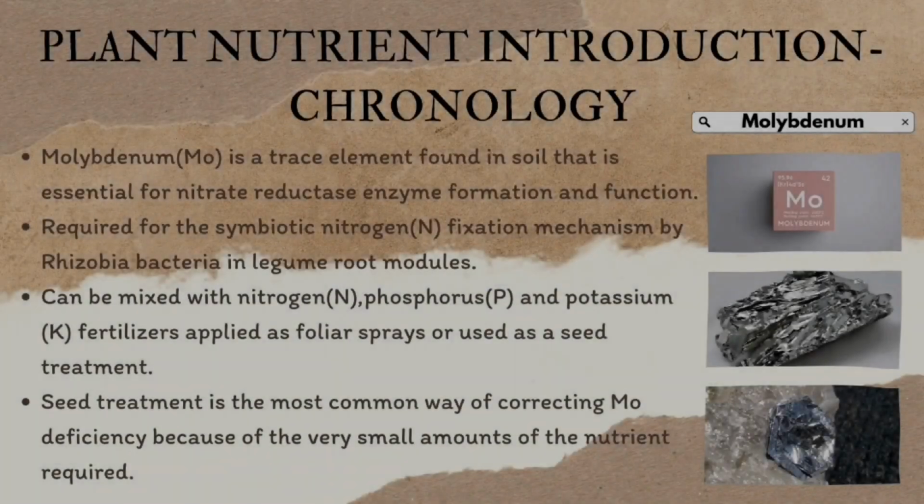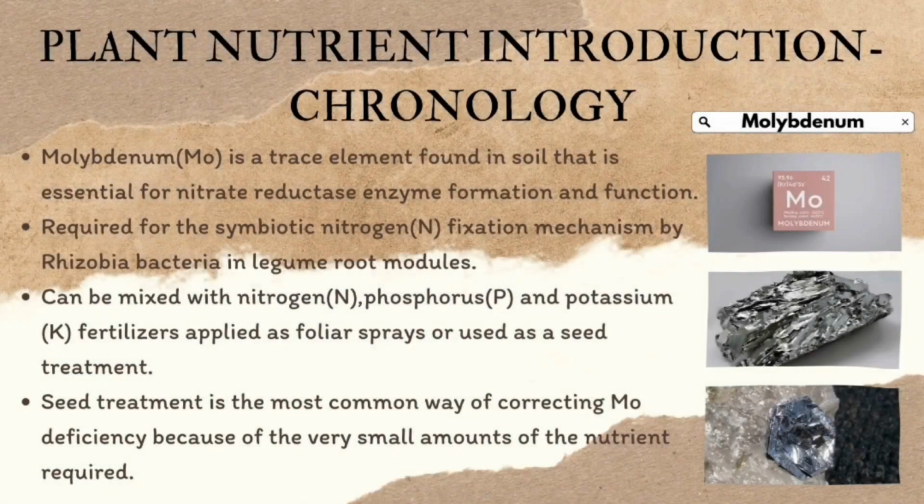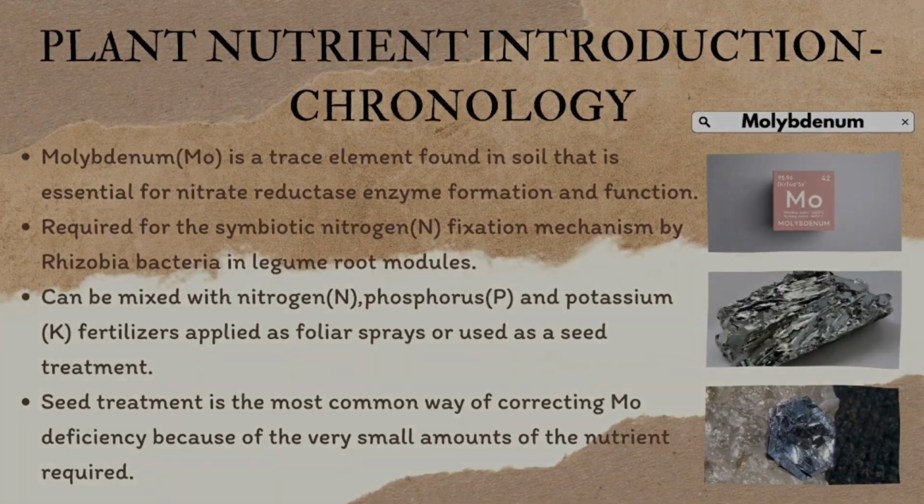For the plant nutrient introduction, molybdenum is a trace element found in soil that is essential for nitrate reductase enzyme formation and function. It is required for the symbiotic nitrogen fixation mechanism by rhizobia bacteria in legume root nodules. It can also be mixed with nitrogen, phosphorus, and potassium fertilizers applied as foliar sprays or used as a seed treatment. Seed treatment is the most common way of correcting molybdenum deficiency because of the very small amounts of the nutrient required.